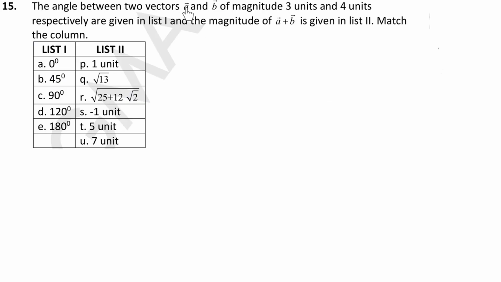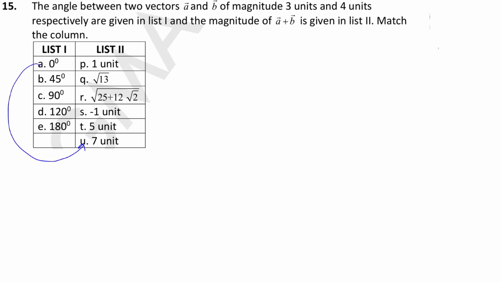Question 15. The angles between two vectors A and B of magnitude 3 and 4 units respectively are given in list 1 and the magnitude of A plus B is given in list 2. Match the columns. Now when the angle between A and B is 0, the vectors are parallel. If they are parallel, the sum will be the scalar sum. So 3 plus 4 is 7. So A will match with U.